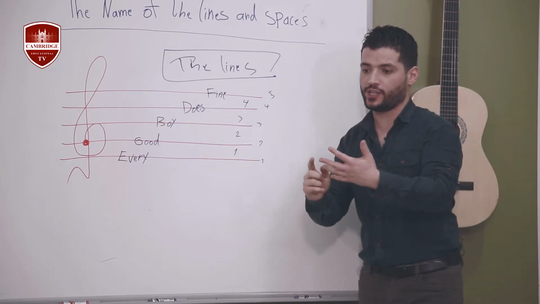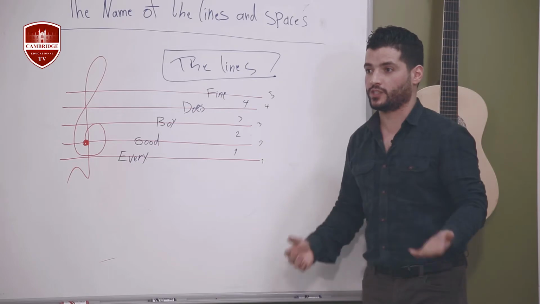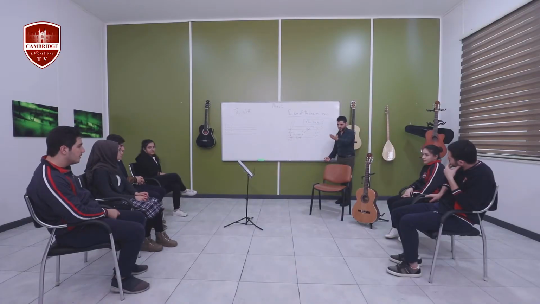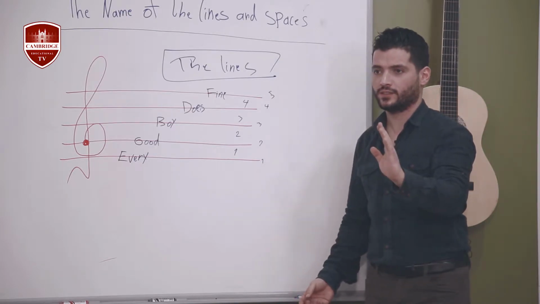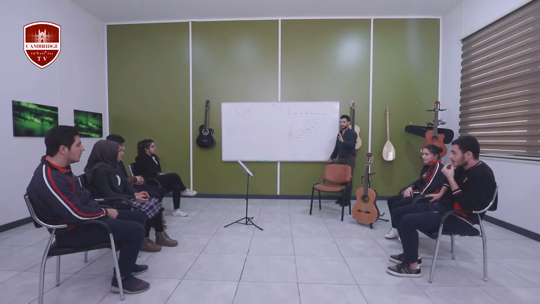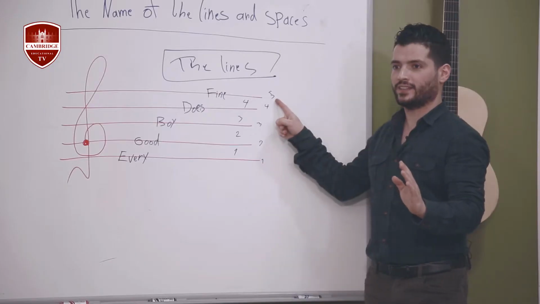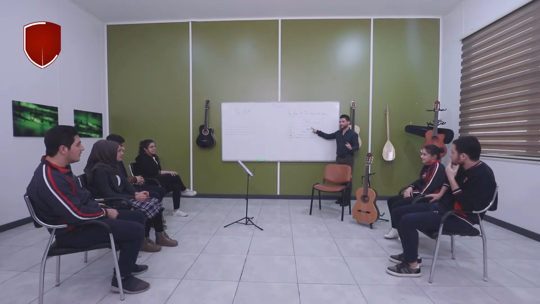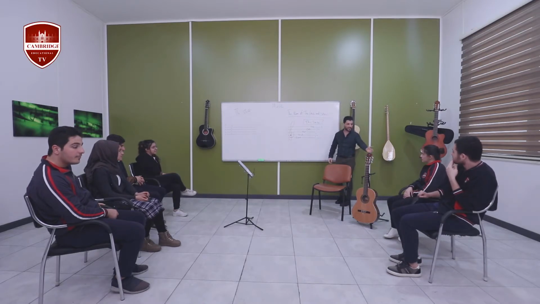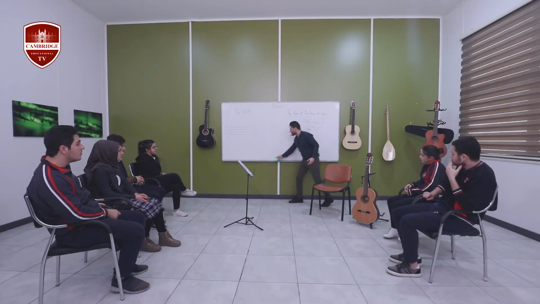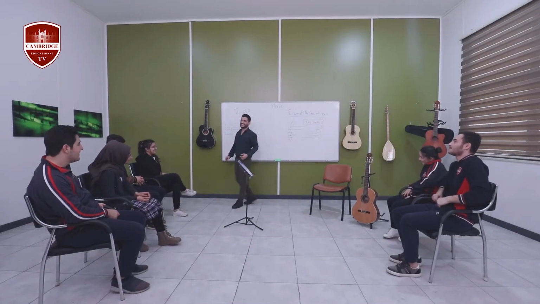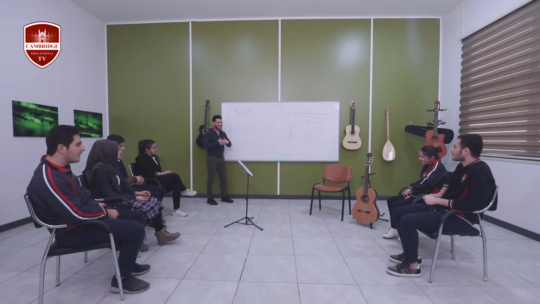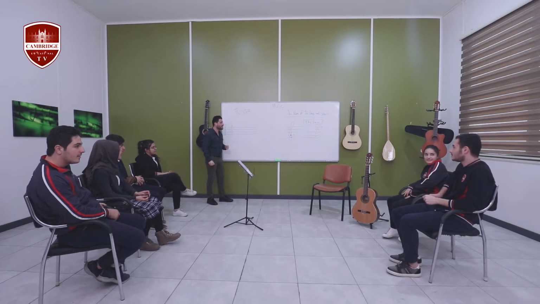If I forgot, E, G, B, D, F. What's the name of the last line? No, last line. Last line alone. This is the last line, which is F. What's the name of the second line? G. If I erase this, would you still remember? What's the name of the first line? E.